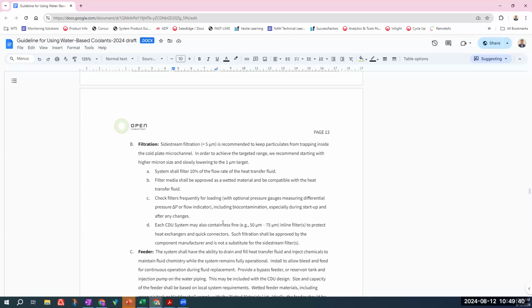And each CDU usually has an inline filter. Those are mesh filters that range between 50 to 75 micron. They are intended to filter out large particles. They have no effect on biofouling prevention at all. Any questions on the filtration recommendation? Everybody agree so far? Been quiet.